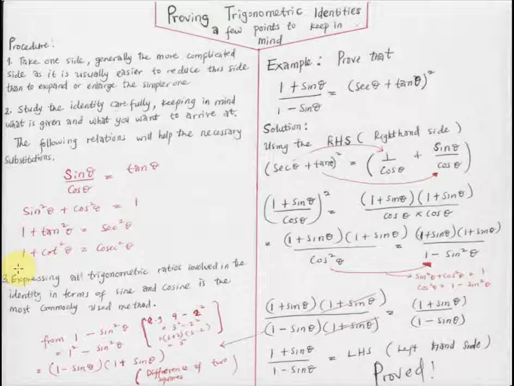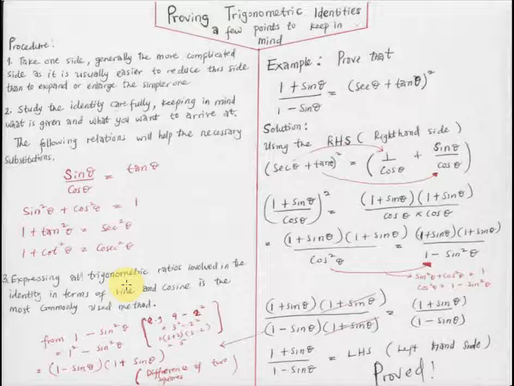Now the fourth relation you want to keep in mind is that 1 plus cot squared theta equals cosec squared theta. Cot squared theta is just 1 over tan squared theta, and cosec squared theta is 1 over sine squared theta, because cot theta is 1 over tan theta, and cosec theta is 1 over sine theta. So those are a few things you want to keep in mind. Then you want to express the trigonometric ratios involved in the identity in terms of sine and cosine, as those are always very easy to work with. So whatever you're given, try to see how you can relate it to a sine and cosine function.